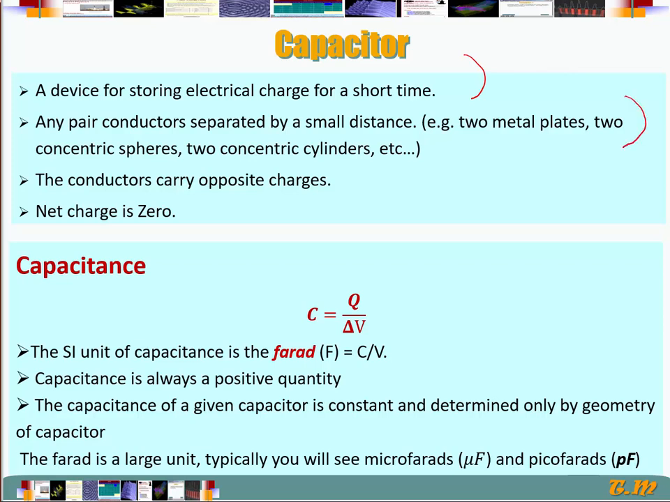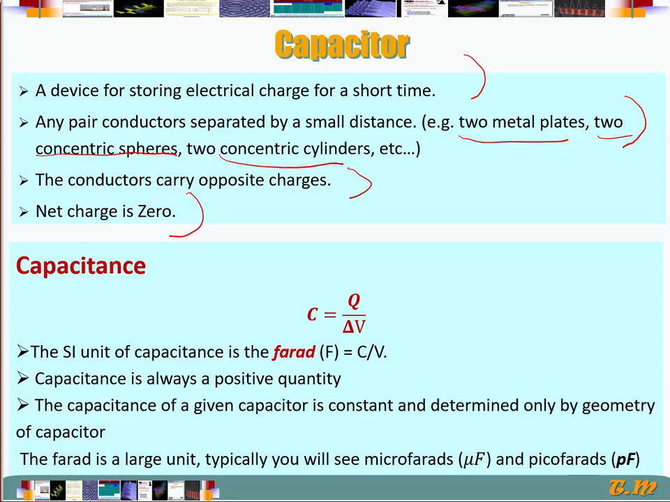A capacitor is whenever we have two conductors separated by a small distance, whether they are two parallel metal plates like the one we discussed a second ago, or two concentric spheres, or two concentric cylinders, etc. And these two conductors have to carry opposite charges. One has to be negative, the other positive, such that the net charge is 0. It's equal charges but opposite, so the sum of both is 0.